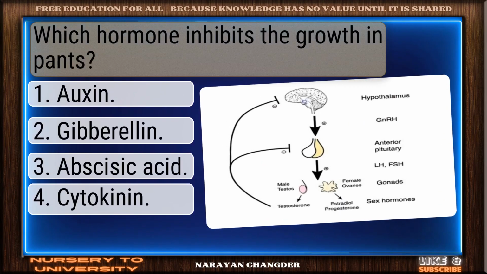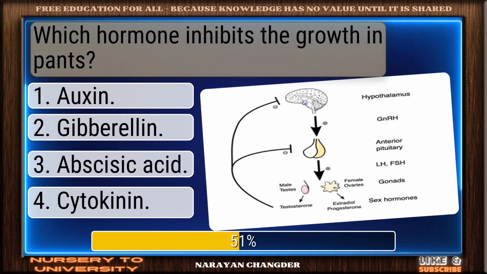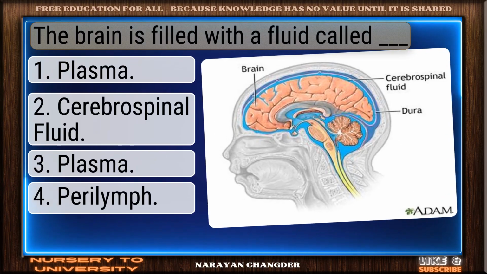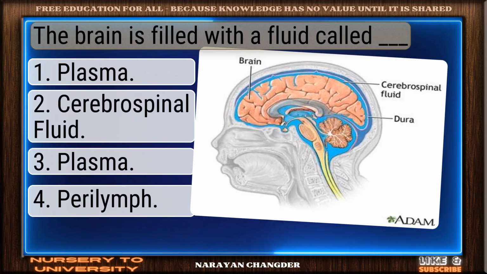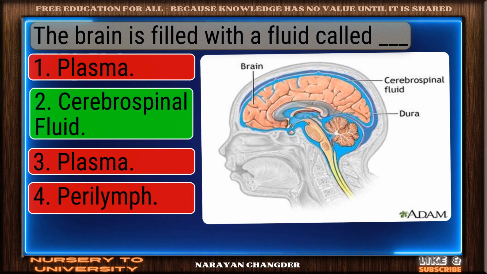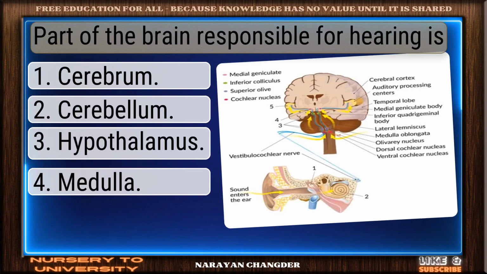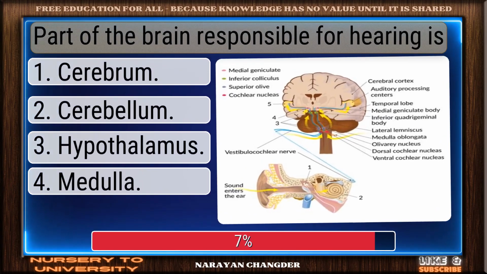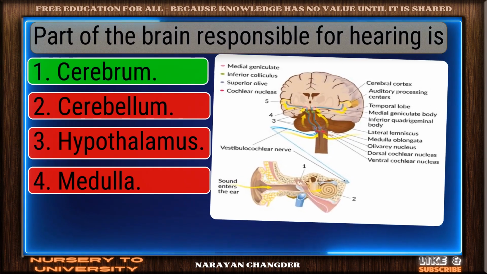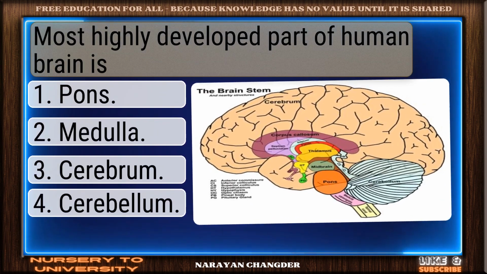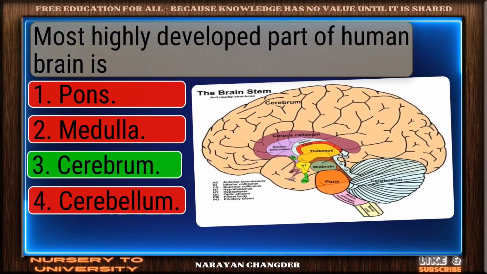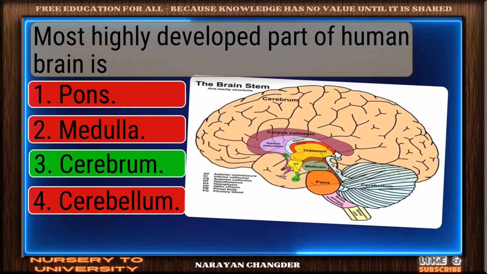Which hormone inhibits growth in plants? Sharp thinking. Abscisic acid is right. The brain is filled with a fluid called dash. Great thinking. Cerebrospinal fluid is right. Part of the brain responsible for hearing is. Exactly. Cerebrum makes sense. Most highly developed part of human brain is. Bravo. Cerebrum is the answer.